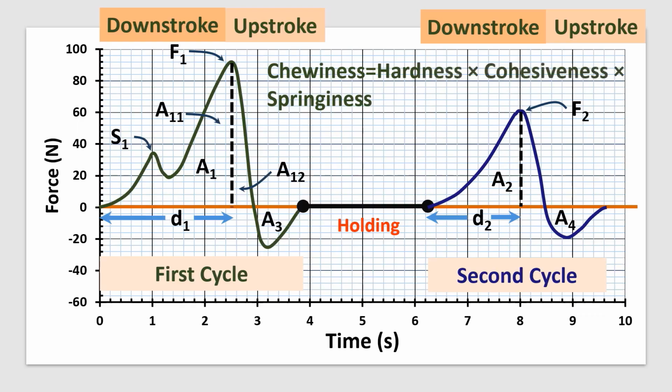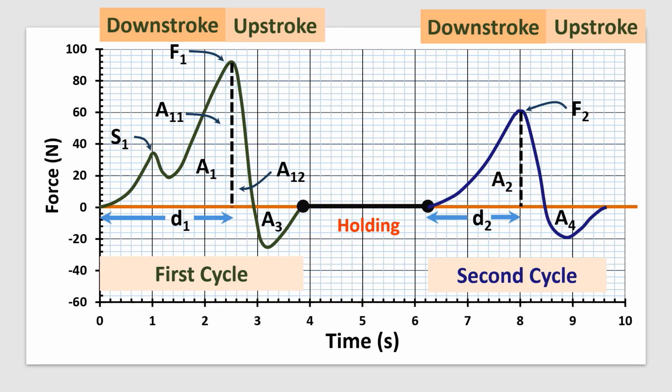Chewiness equal to hardness times cohesiveness times springiness. Chewiness is the energy for masticating a food until it is ready for swallowing. It is mainly for solid foods. Gumminess equal to hardness times cohesiveness. Gumminess is a measure of the force to disintegrate the particles ready for swallowing. It is only applied for semi-solid foods.